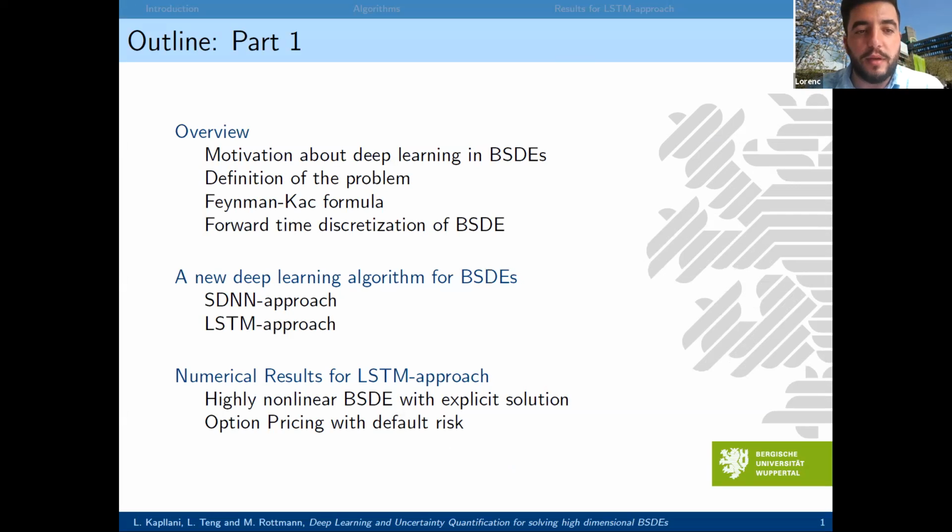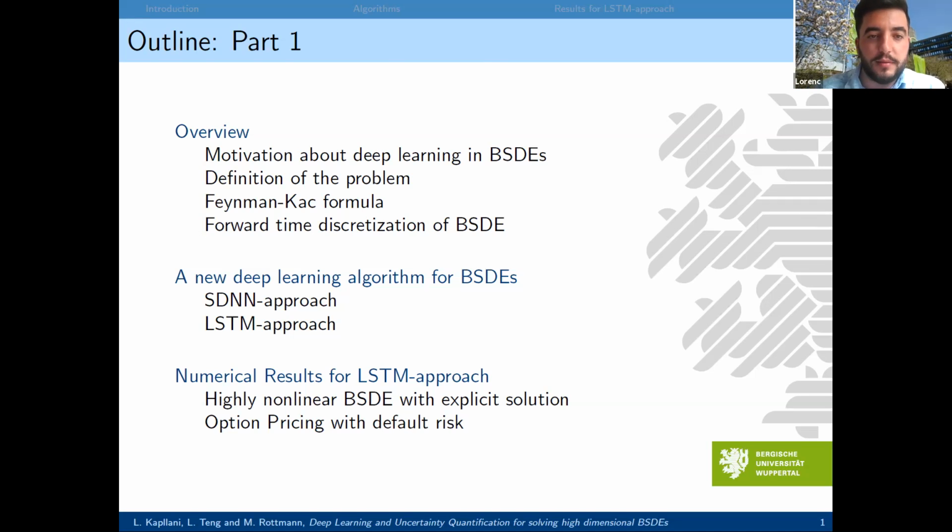Okay, so just a small overview. At the beginning, I will discuss a little bit about the motivation, why use deep learning for BSDEs, and the problem that we are considering, with some important formulas for the deep learning approach. Then I will discuss one of the pioneering works, which I name here the SDNN approach, which stands for Stacked Deep Neural Networks, and then the LSTM approach that we have studied. Moreover, I will present some numerical results which show the advantage of this new method compared to the pioneering work from Professor Weinan E.